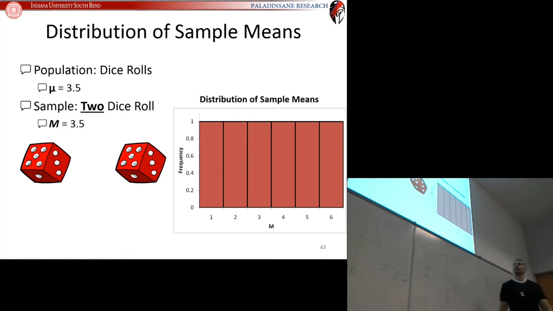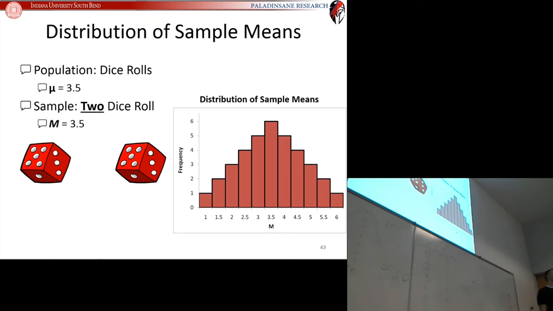So notice, once again, 3.5, 3.5. That's the pattern that is going to become very important. Importantly though, now if you were to graph that distribution of sample means, how many times does each of these sample means occur? That's the answer you get.